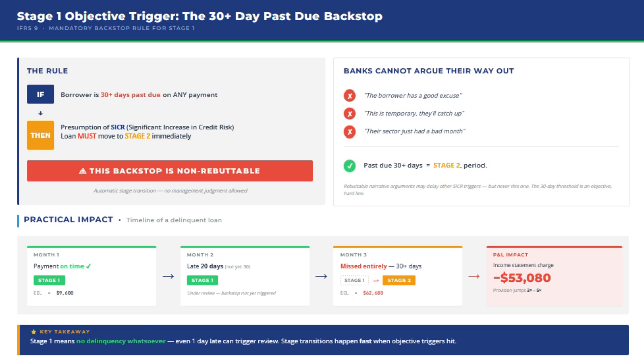Payment behavior is the clearest signal of credit deterioration. So when a borrower goes 30 days late, the risk profile has materially changed. IFRS 9 doesn't allow banks to rationalize this away.